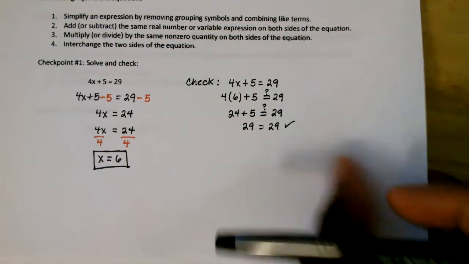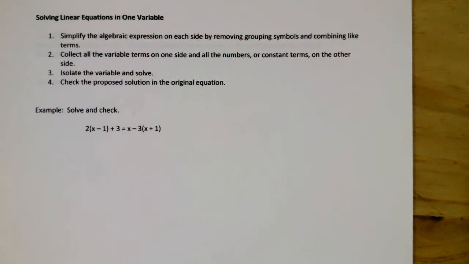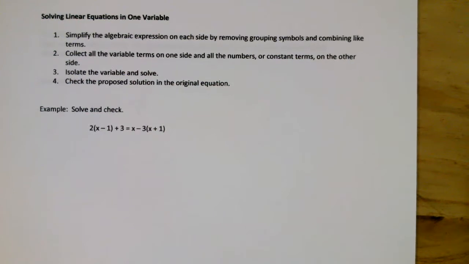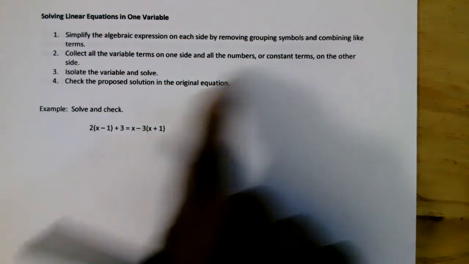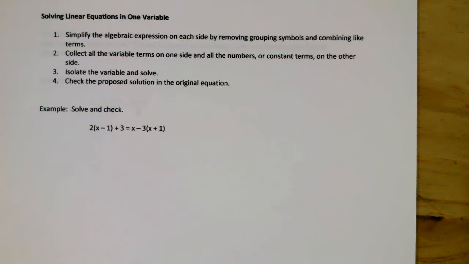Now, on the next page is how we solve a linear equation in one variable. The one that I just did was a two-step equation. Let's say you had multiple steps in your equation and you want to solve for x. The first step is to simplify the algebraic expression on each side by removing the grouping symbols and combining like terms. Grouping symbols means parentheses, brackets, or braces.